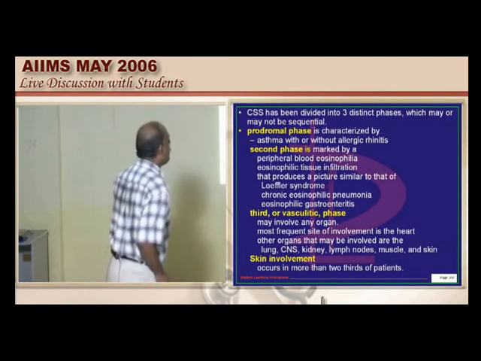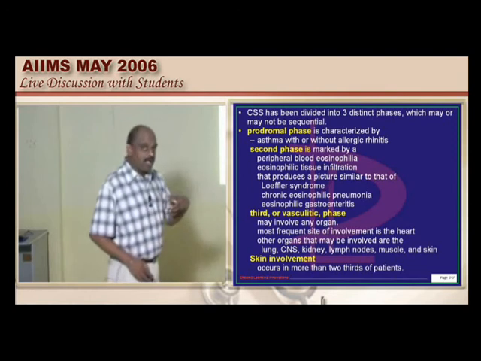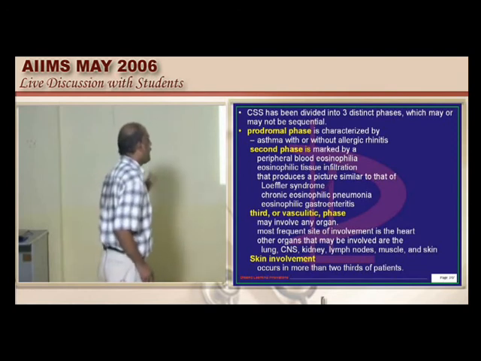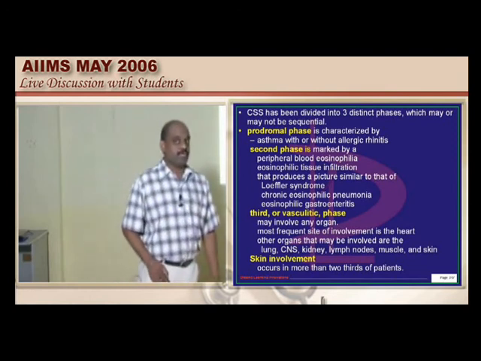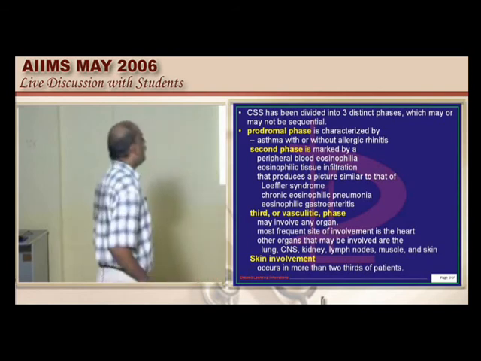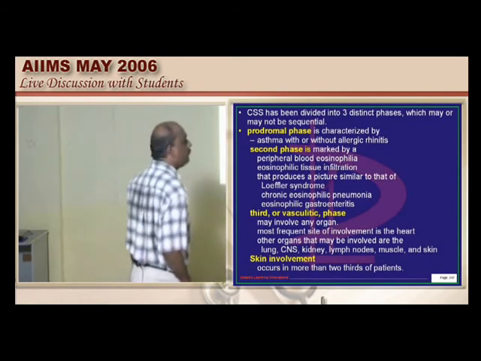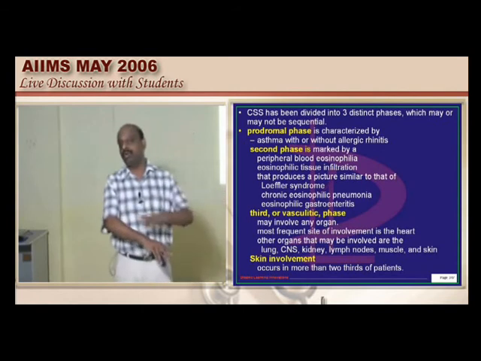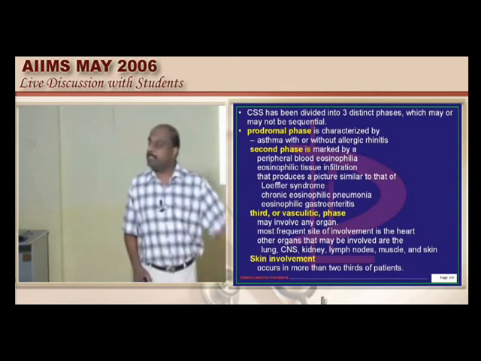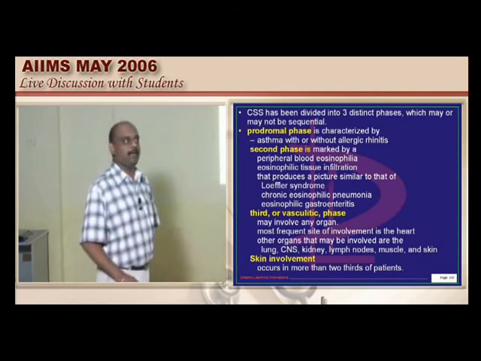Finally, there is a vasculitic phase, and the heart is the predominant and the most frequent site which is involved in Churg-Strauss vasculitis. Later on, lung, CNS, kidney, lymph nodes become involved, and finally the skin also becomes involved in the vasculitic phenomena. This is how Churg-Strauss vasculitis becomes involved.